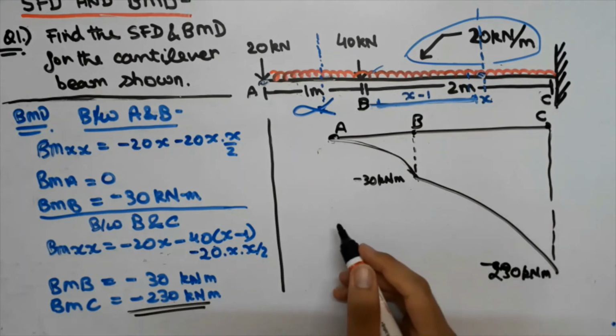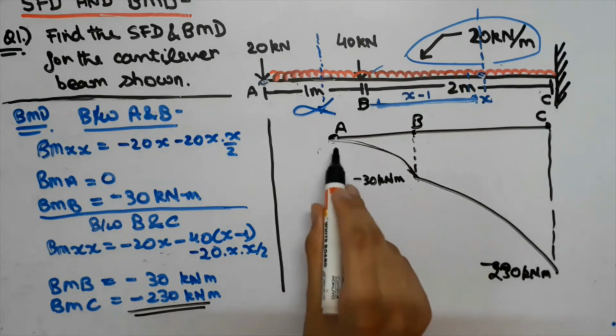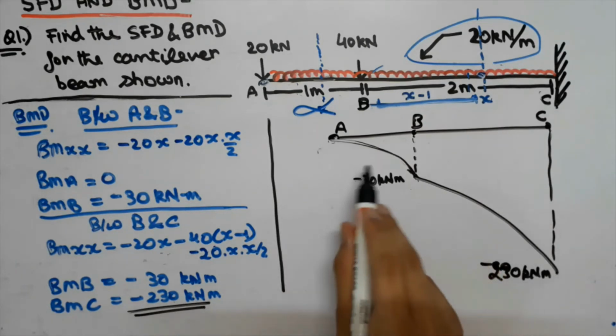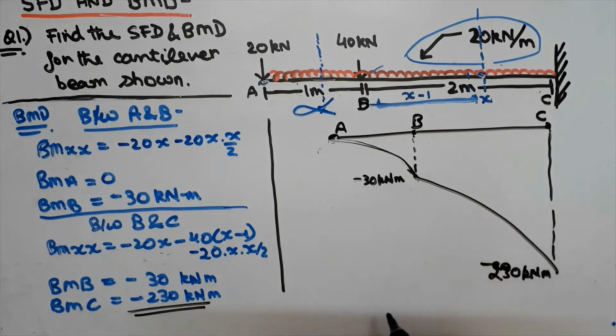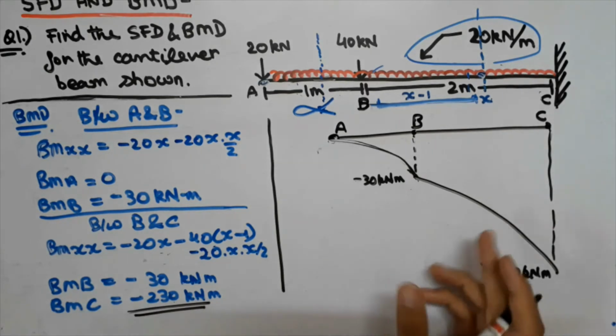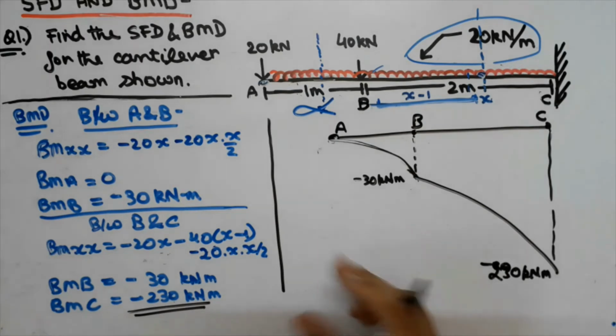And our SFD came out to be linear. And guys, please do not draw these lines to be straight, as these are parabolic lines and not linear lines. So now guys, this is our final BMD graph, and we found out the SFD graph initially. So these two graphs are the final answer that you'll have to show in the examination along with the working.